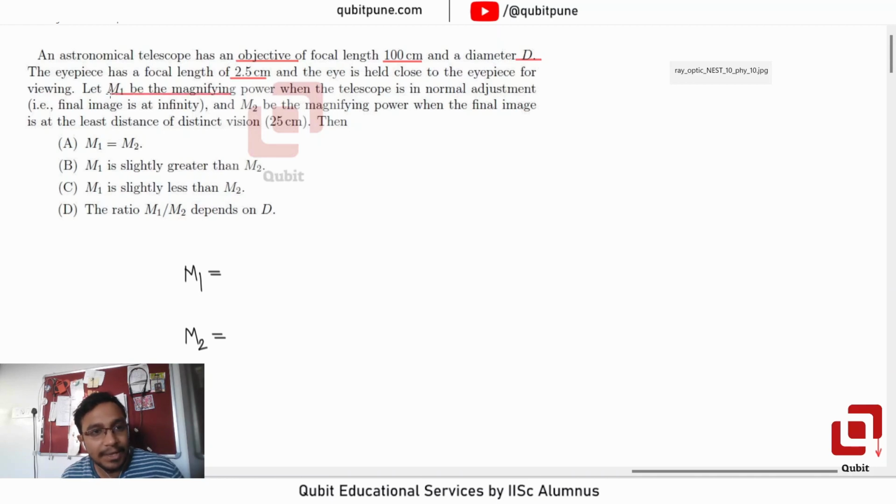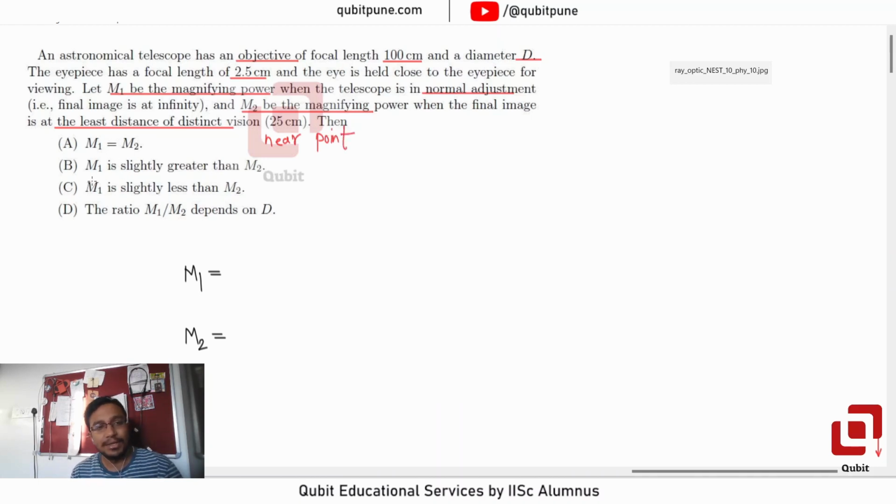Let m1 be the magnifying power when the telescope is in the normal adjustment, that is final image is at infinity, and let m2 be the magnifying power when the final image is at the least distance of distinct vision, that's 25 centimeters, also called as near point.